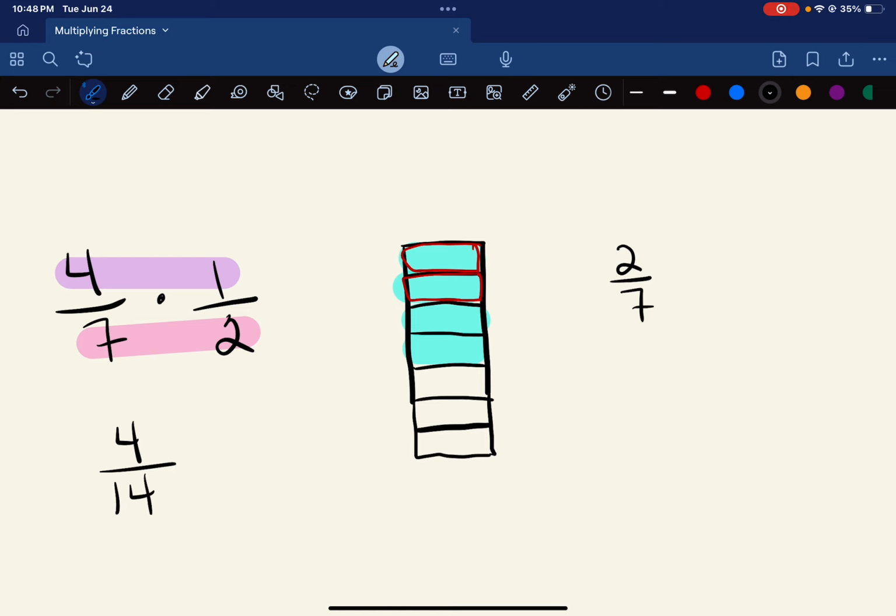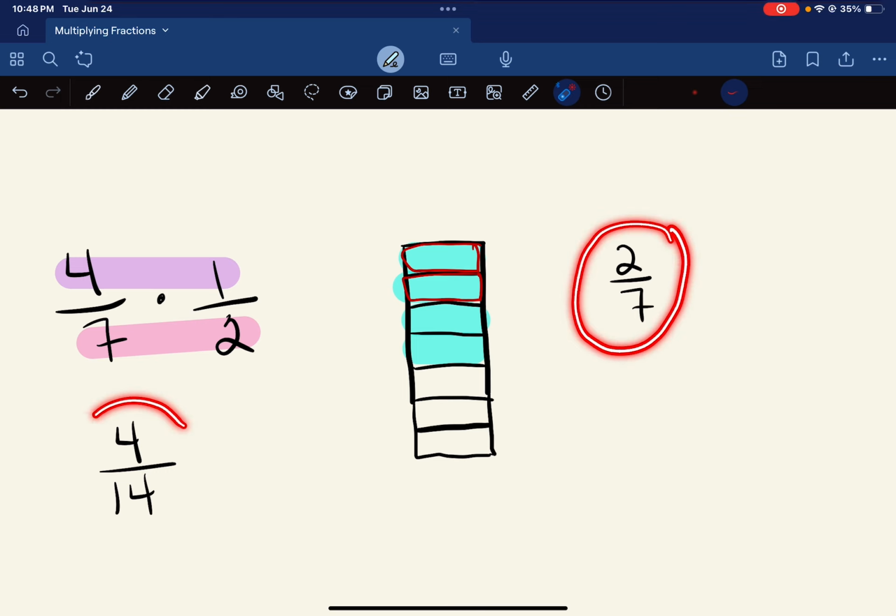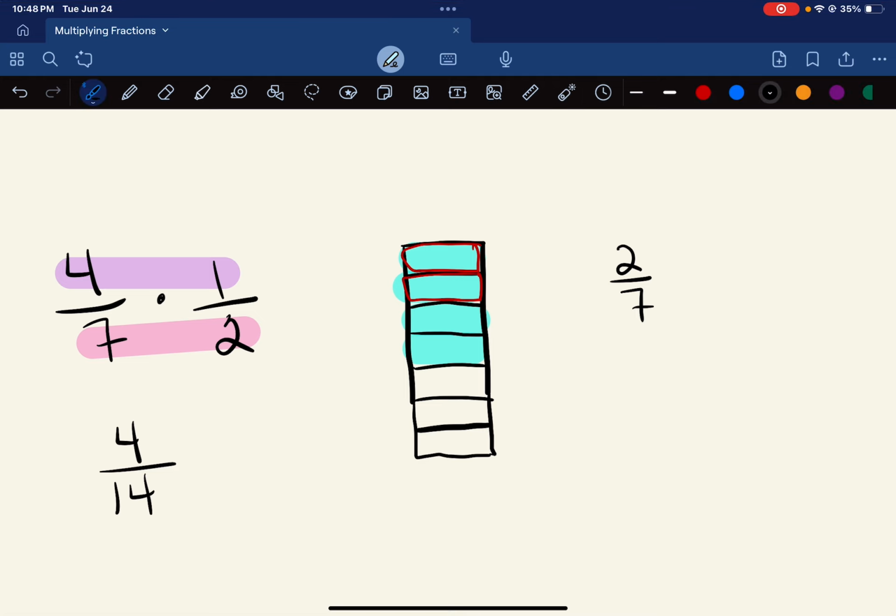Now you might be thinking to yourself, Miss Guidry, problem. 2/7 and 4/14 aren't the same number. But they are. Do not forget, you can always reduce your fractions. 4 over 14, those are both divisible by the number 2. So I can divide this 4 by 2, and I can divide my 14 by 2 as well. I can divide them evenly. So what is 4 divided by 2? 2. What is 14 divided by 2? 7.